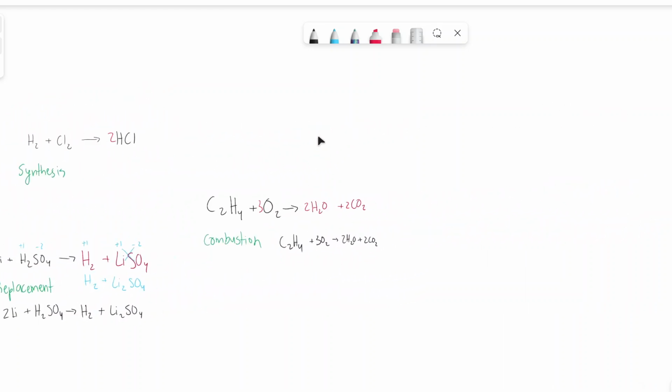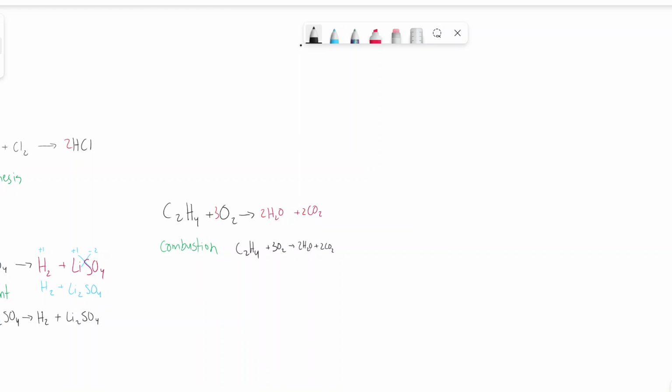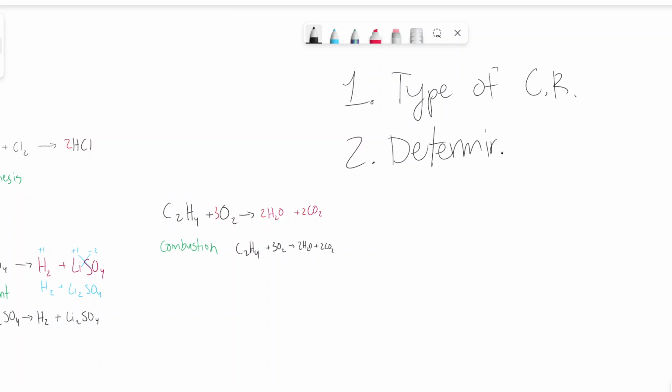So remember, if I were to put this in a list, the very first step you want to do is determine the type of chemical reaction. The second one is determine the charges of each atom. And the final step is to balance the equation. These 3 steps are your golden ticket to figuring out the products from the reactants.